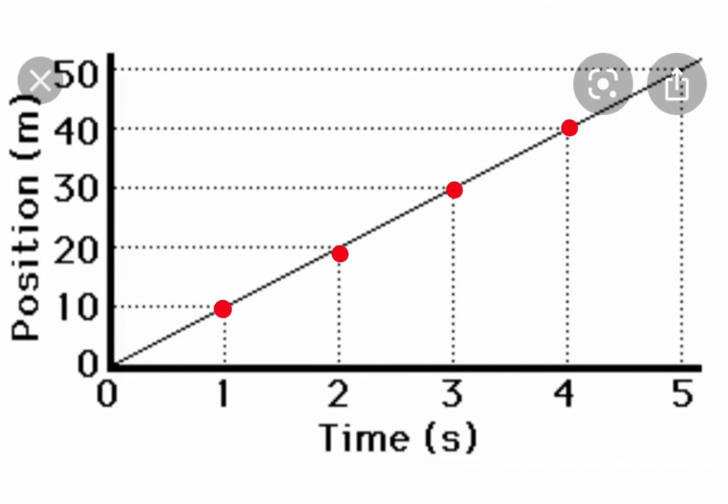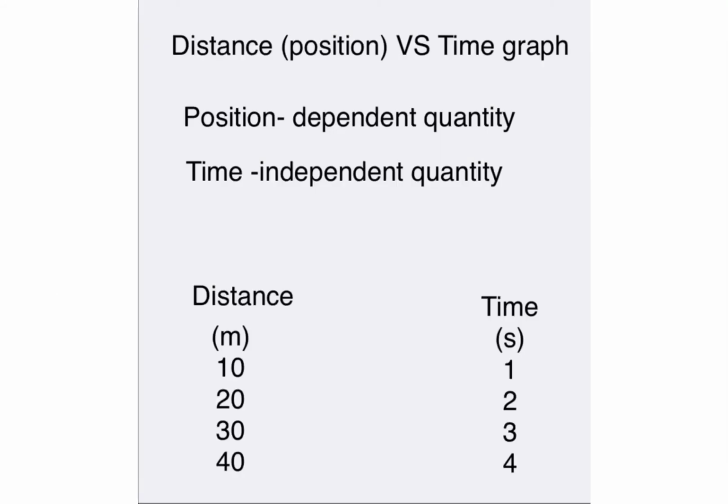Otherwise, all graphs are plotted this way only, with the dependent quantity on the y-axis and the independent quantity on the x-axis. Now students, when you see the values of distance and time here, you can see that in every second it is covering 10 meter distance.